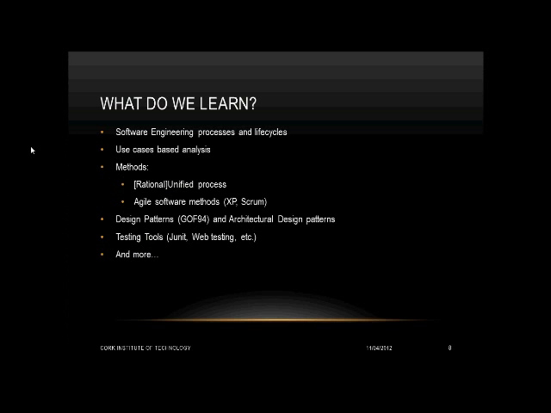More specifically, we are going to see the different software engineering processes and life cycles, and we are going to focus on the analysis based on use cases and see how we can apply this inside mainly the unified process, which is probably the most common, the most popular today for medium to big projects. We are also going to see the way to face that using agile software methods. We're going to take a look at extreme programming, and also at Scrum, which are the two most popular methods in the agile environment.